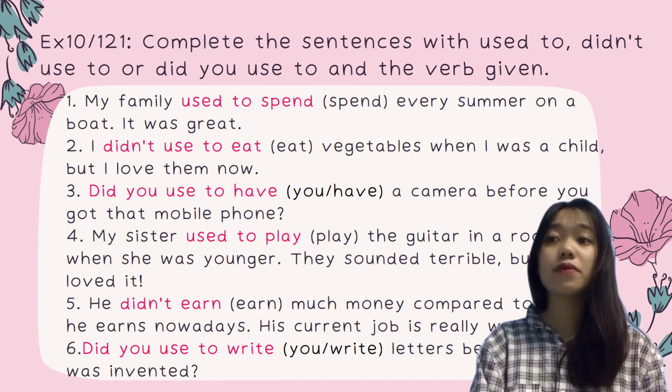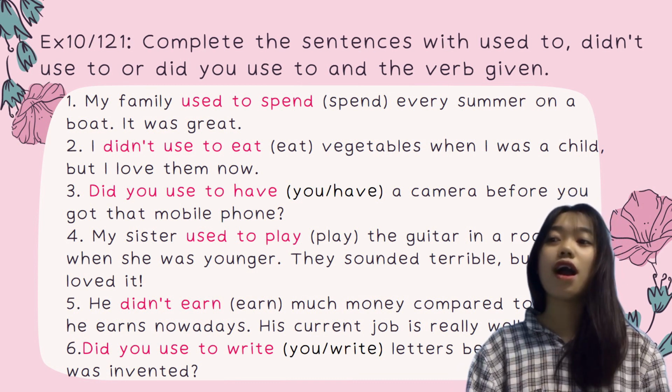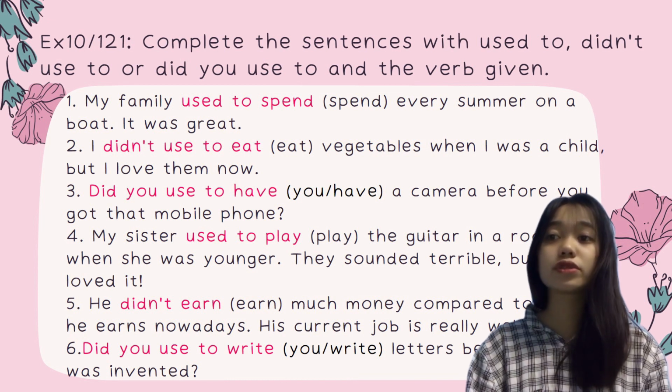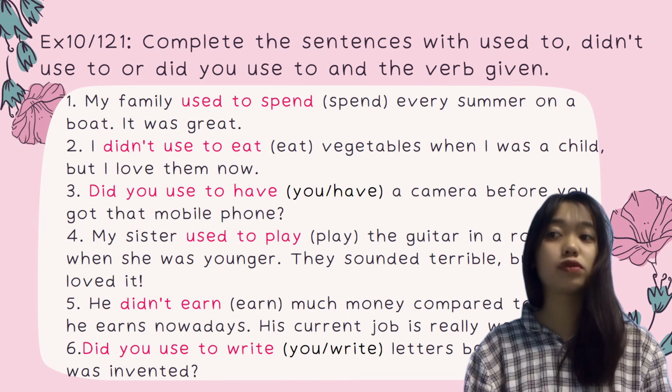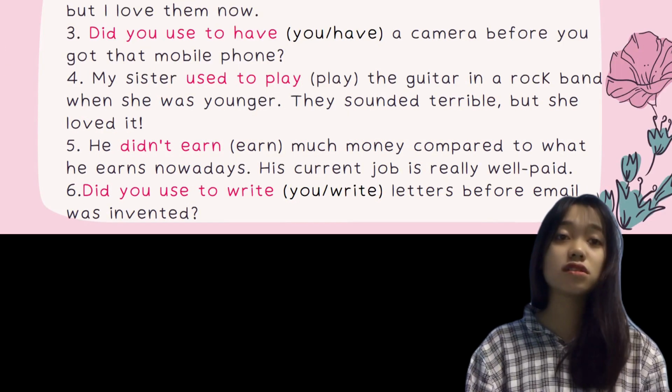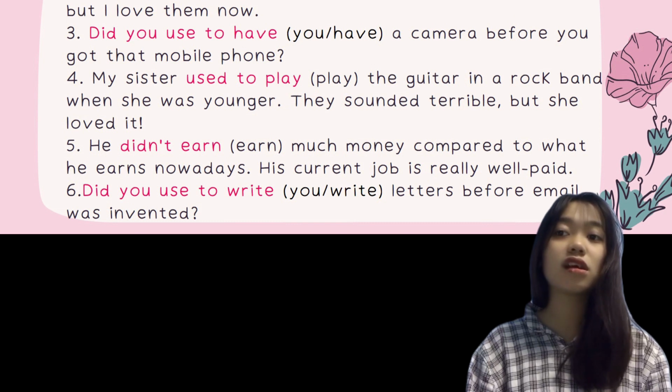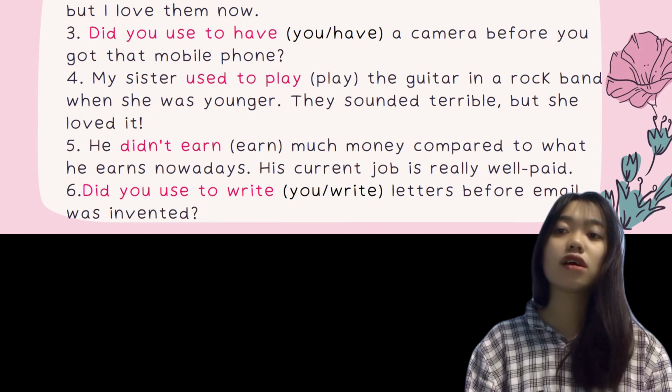Complete the sentences with used to, didn't used to, or did you used to, and the verb given. 1. My family used to spend every summer on a pool. It was great. 2. I didn't used to eat vegetables when I was a child, but I love them now. 3. Did you used to have a camera before you got that mobile phone? 4. My sister used to play the guitar in a rock band when she was younger. They sounded terrible, but she loved it.